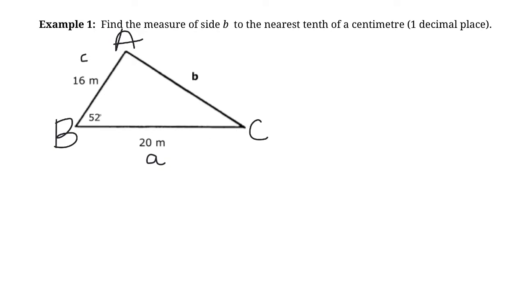I don't have enough information given that I could try to calculate either angle A or angle C, so we're just going to leave our diagram as is. So because we're asked to find the measure of side B, we're going to start our cosine law equation with lowercase letter b, and it also needs to be squared.